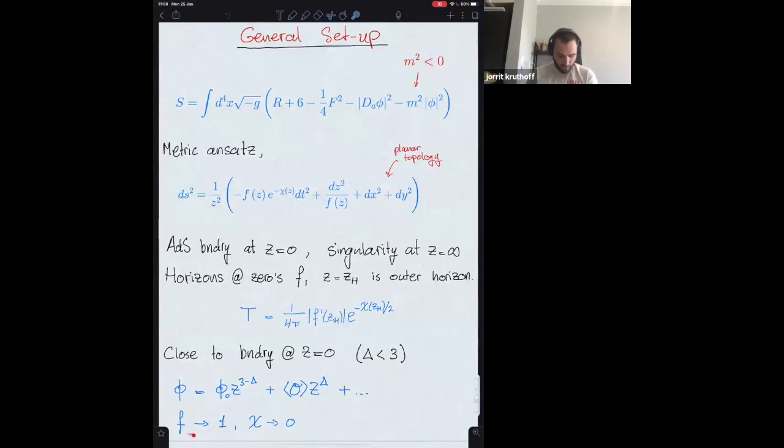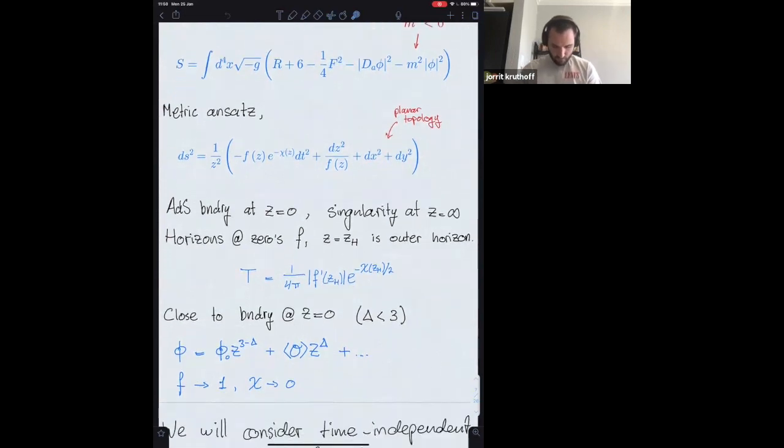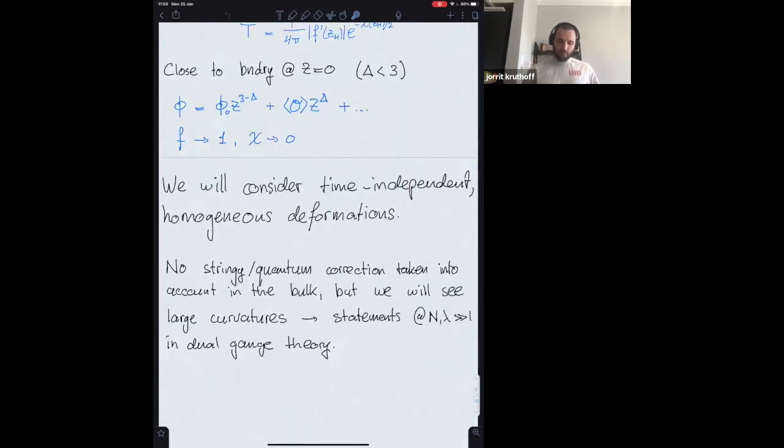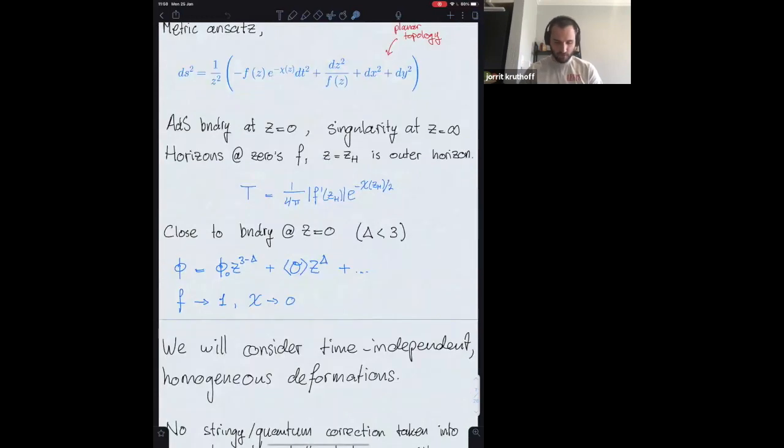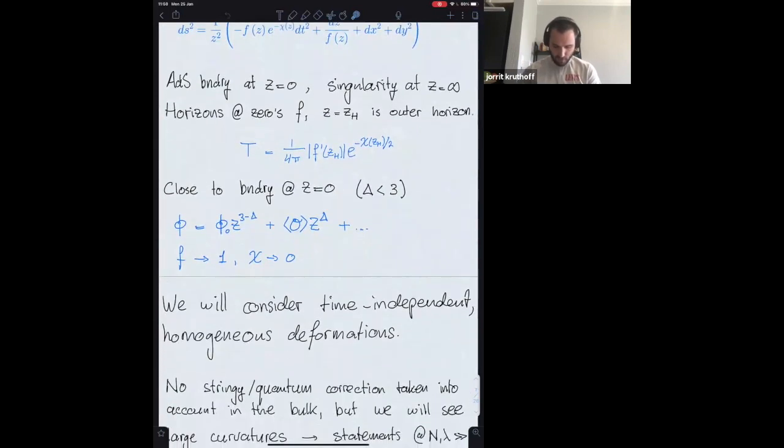Yeah, so close to the boundary, this function f approaches 1. So in particular, in the exterior, this function f will be positive, and then in the interior, in between horizons, will be negative. That will also be important. All right. So I think I said already that we'll mostly consider time independent and homogeneous deformations. And you can see that from this particular metric ansatz.